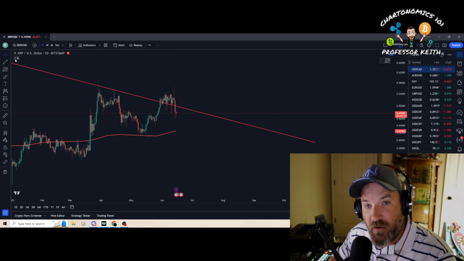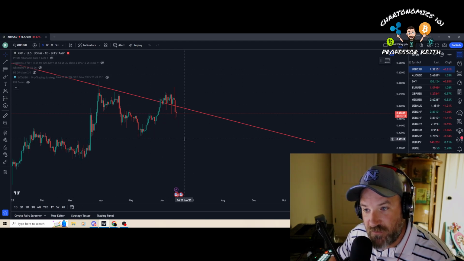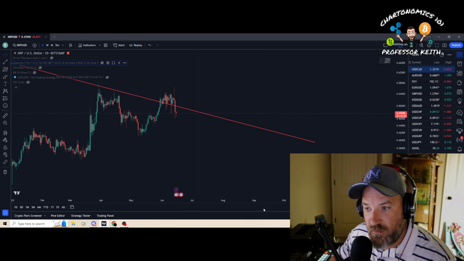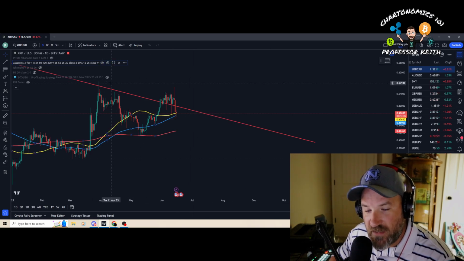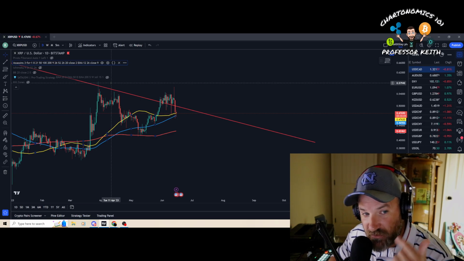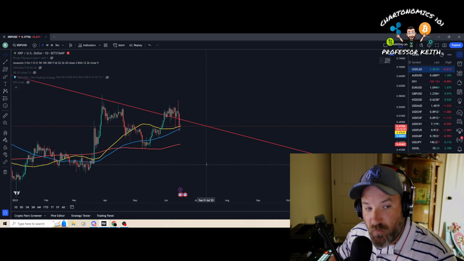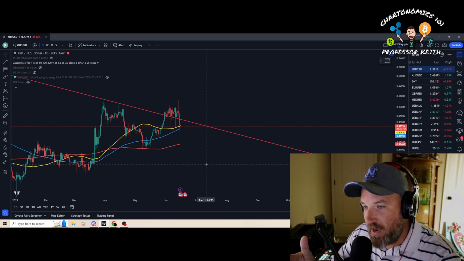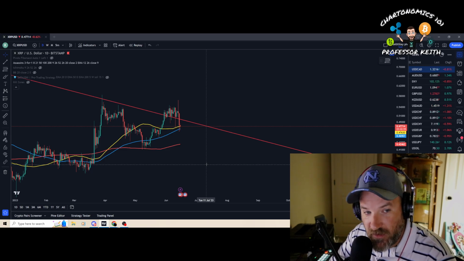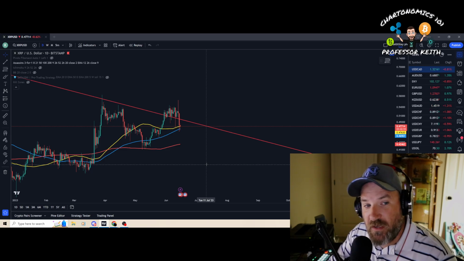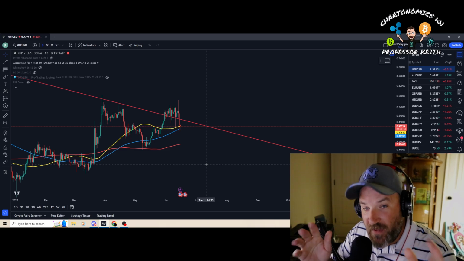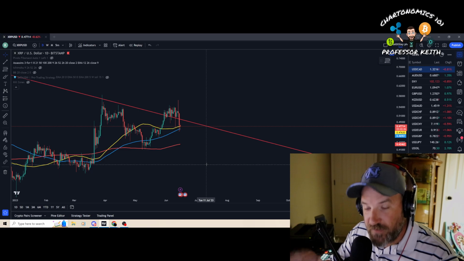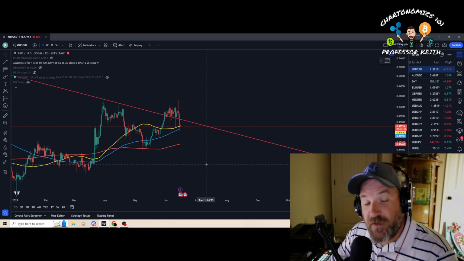Are we still over the 200? Yes. Are we over the 50-day moving average? Let me pull them up here. Yes. Are we over the 100-day moving average? Yes. So cool. We're still in a pretty good spot. When you have the price like you see right now on XRP over top of all three of those moving averages, that's considered good support. All right? Good support. Is it amazing? No, but it's good.